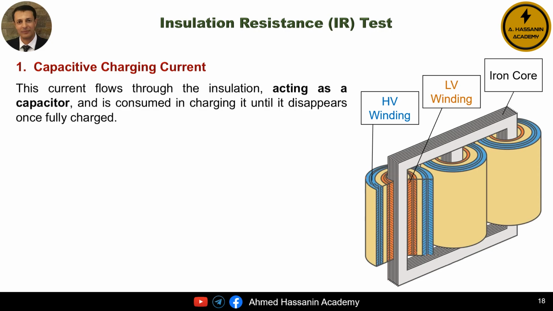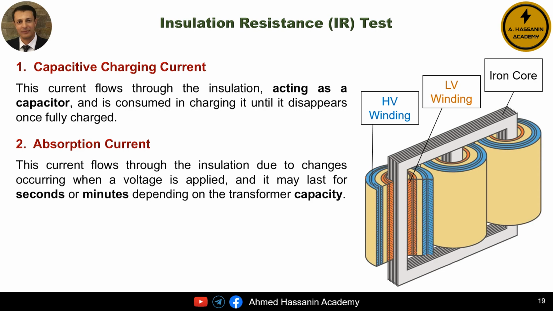From this, we understand that when a DC voltage is applied across the insulation, which behaves like a capacitor, a large current flows initially. This current is consumed in charging the capacitor until it completely disappears once the charging process is finished. The magnitude and duration of this current depend on the transformer size and rating. In other words, this current is directly proportional to the transformer size or the rated power of the transformer.